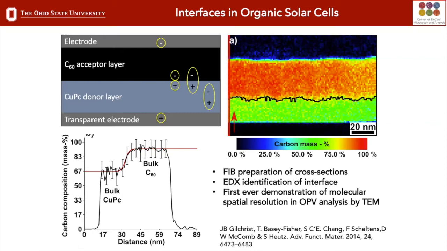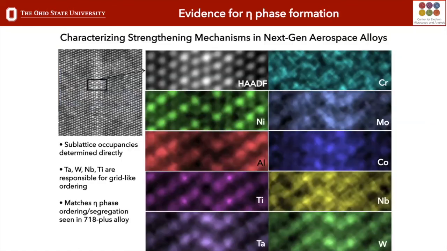I guess if you've never seen that or haven't worked in the field for a while, but the thought that off of a 20 nanometer thick layer, we could do EDS from a FIB foil and quantify where the interface is based off of carbon concentration. It was impressive to us, I should say.